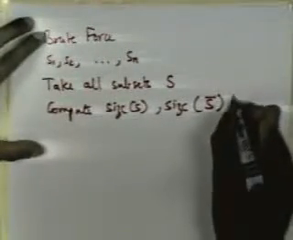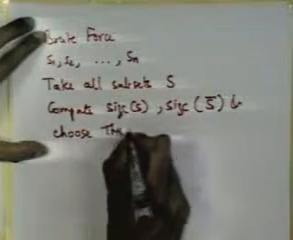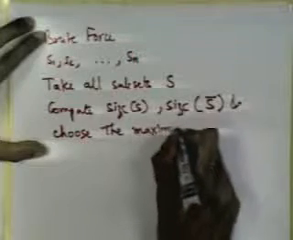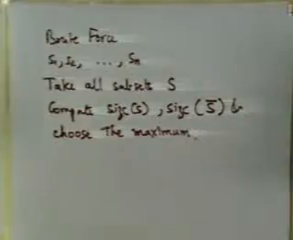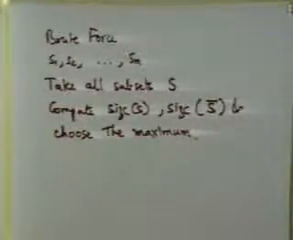Choose the maximum of these two. This will tell you the total time that this schedule took. So do this for every possible subset and pick the minimum. Take all subsets, compute these, choose the maximum, and of these maximums, pick the minimum.